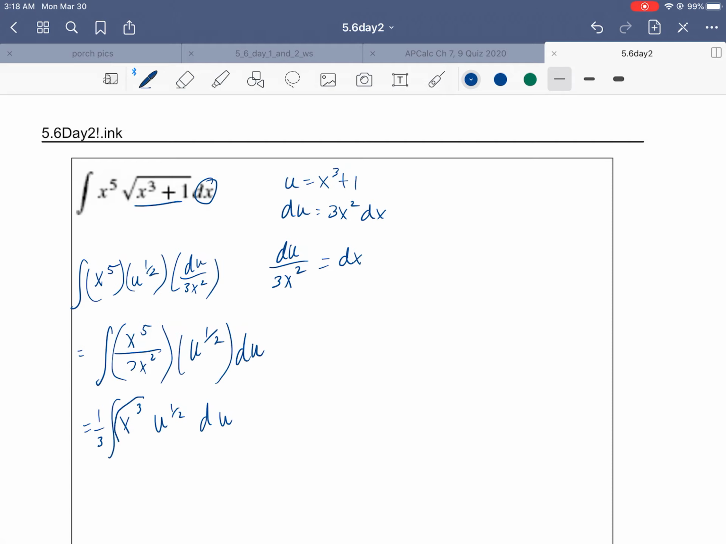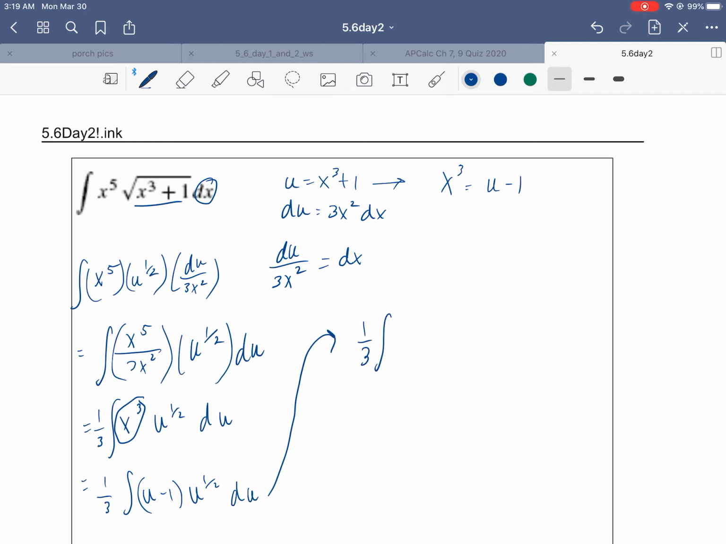So doing it this way helps me see what exactly I need. Well, the only x term that's left is an x cubed. And remember I said you have to use what you started with to manipulate it. So luckily, u is equal to x cubed plus 1. So I can say that x cubed is equal to u minus 1. Okay, so we've replaced everything. Now we just have to distribute and then antiderive.